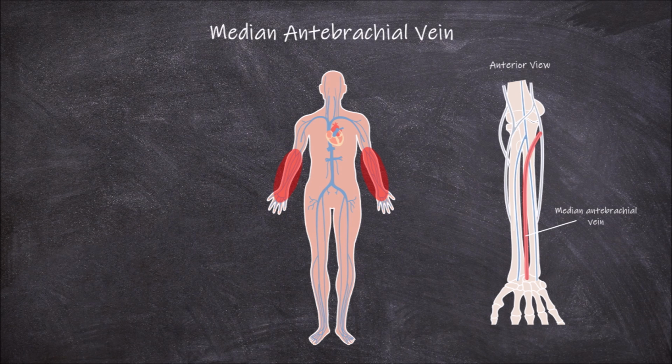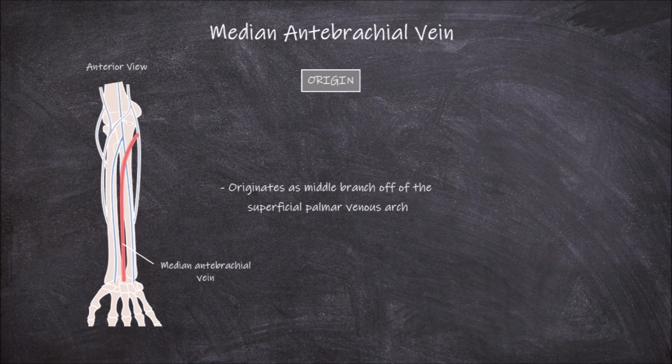Where does this vein originate? This vein originates and receives blood as a middle branch off of the superficial palmar venous arch.